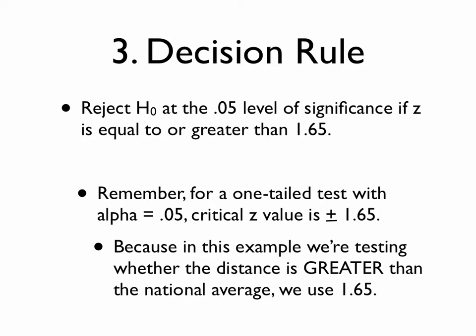Now remember, for a one-tailed test with an alpha of 0.05, the critical z-value is either going to be plus 1.65 or minus 1.65. And because of this example, we're testing whether the distance is greater than the national average. We're testing that one-tailed upper test. We use a critical z-value of 1.65, the positive version of it. Okay, so now you can see that your research problem, your statistical hypotheses, and your decision rule have been slightly altered given that we're dealing with a one-tailed test. Same format, just slight alterations.